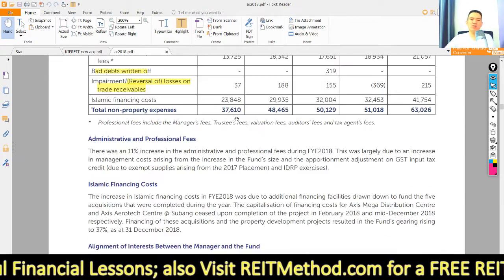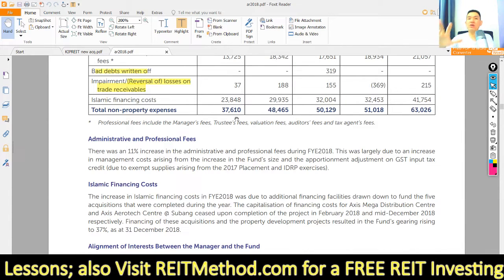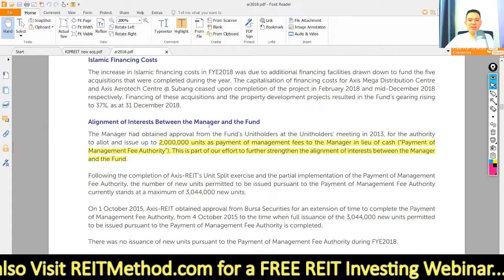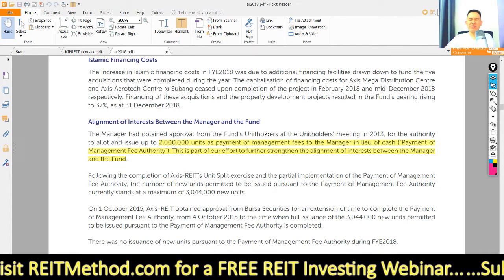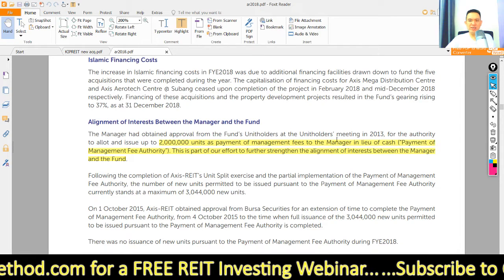Again, it could mean a lot more things, but just for the sake of this, making it layman for you so you can understand. Now the other thing is alignment between the manager and the fund. So the REIT manager has approval from unit holders.